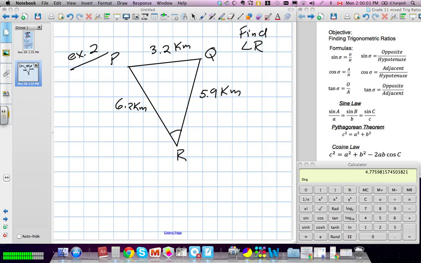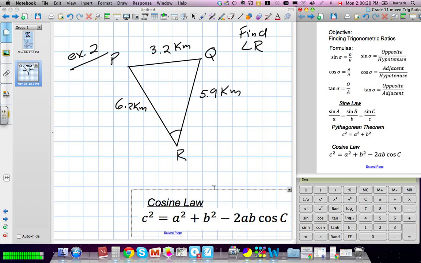Okay, your second example, we have this triangle, and they're asking us to find angle R. Now, in order to find angle R, that means we're looking for an angle. We have 3 sides of the equation. Again, we're going to be using our cosine law. So we're going to take our cosine law.